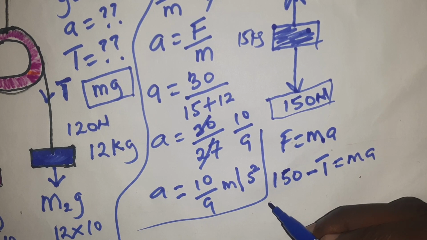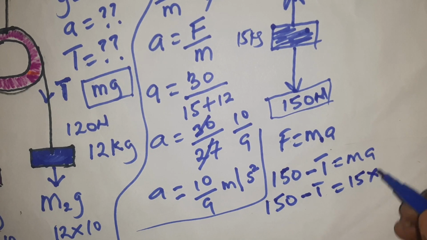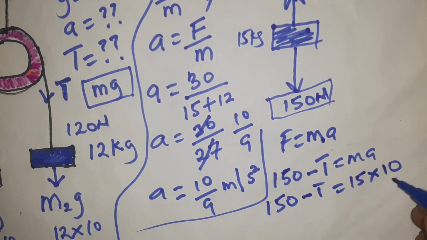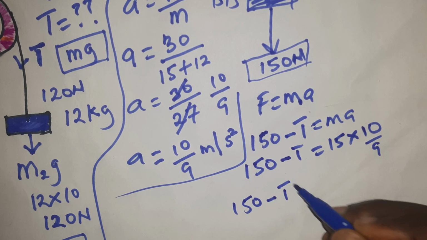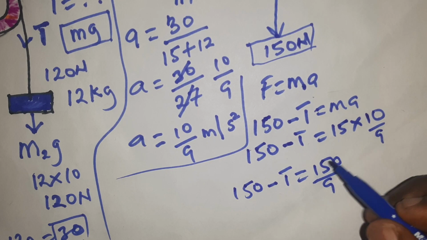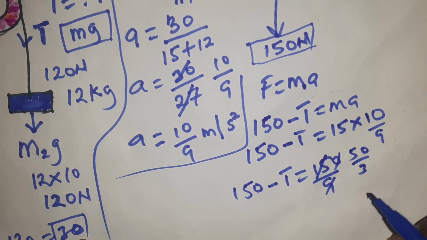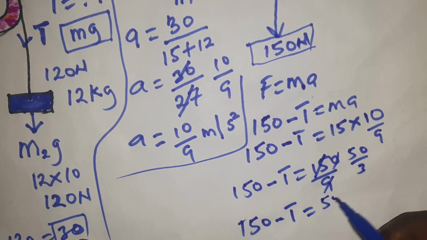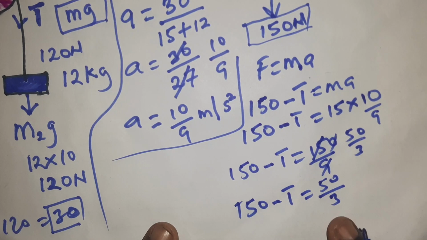So I now have 150 minus tension equals, what's the mass? 15 times the acceleration, which is 10/9. So I now have 150 minus T equals 150/9. I can still reduce this. I think 3 can divide. 3 here, 3 here. I have 50/3. So I have 150 minus T equals 50/3. And then I can multiply through by 3.